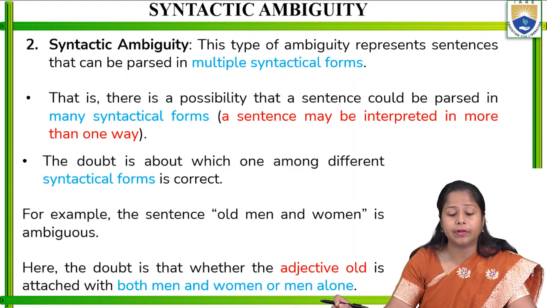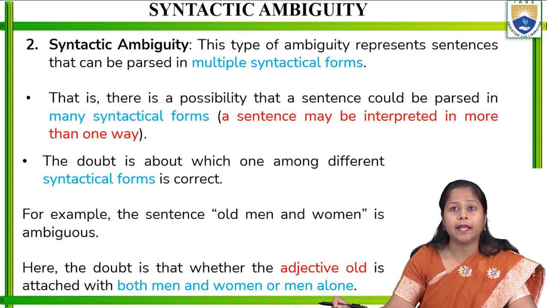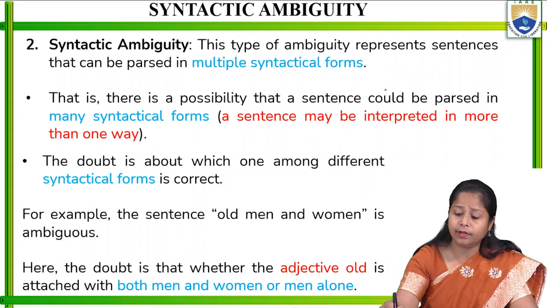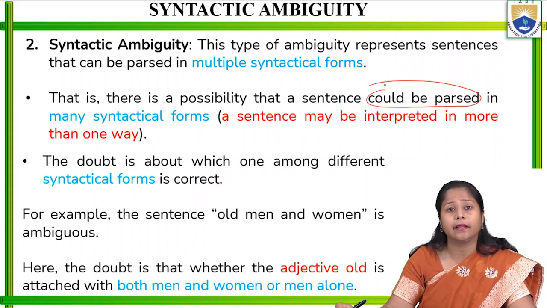So the next type of ambiguity is syntactic ambiguity. Syntactic ambiguity represents sentences that can be parsed in multiple syntactical forms. So what does it mean? It means a sentence may be interpreted in more than one way. That is the meaning of parsing. There is a possibility that a sentence can be parsed in many syntactical forms. So it can be interpreted in more than one way. That is an interpretation of syntactical.